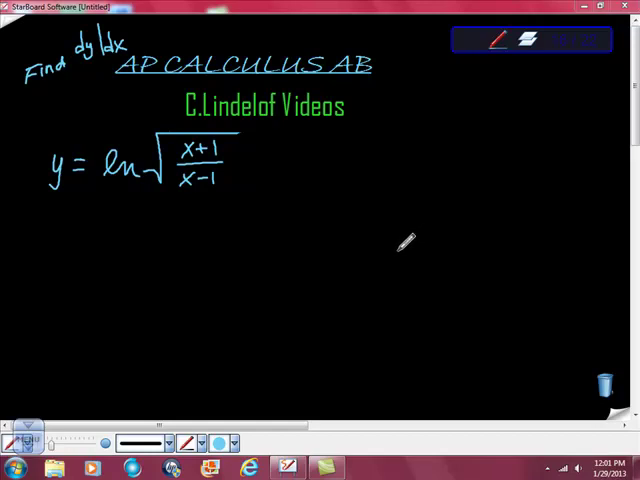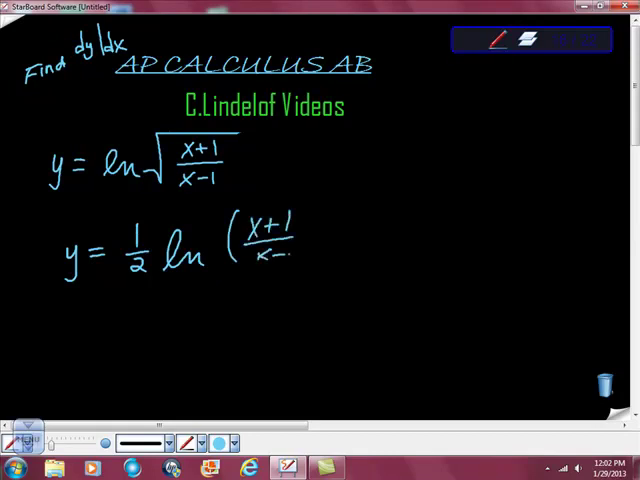Okay, we're going to try to get through just these two problems and see if we can get this done. Remember, we're going to try to use the properties of exponents and the properties of logarithms to make this easier for ourselves. So, isn't it true that we can rewrite this as y equals 1/2 ln of (x plus 1) over (x minus 1)?